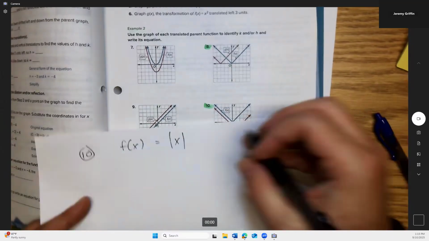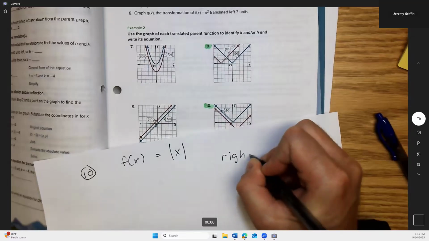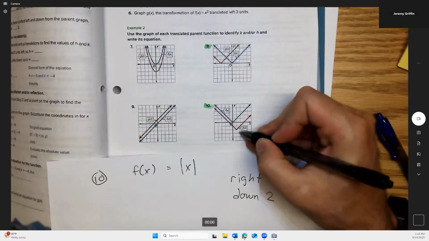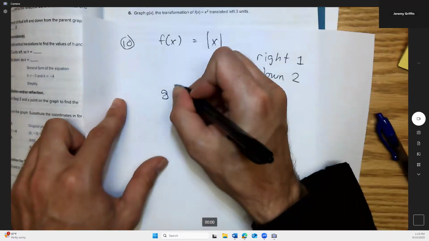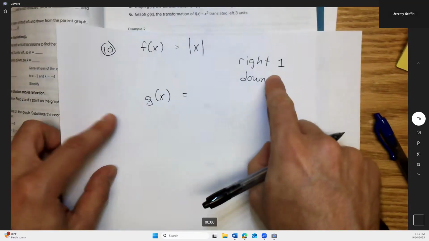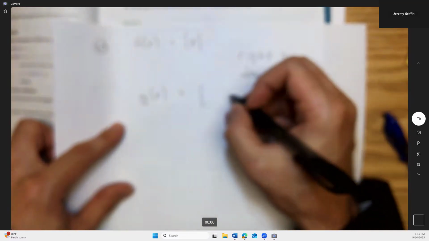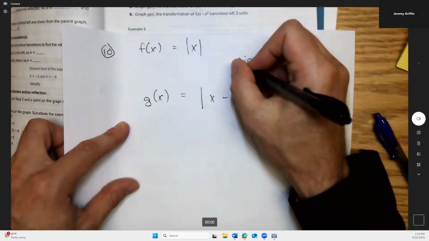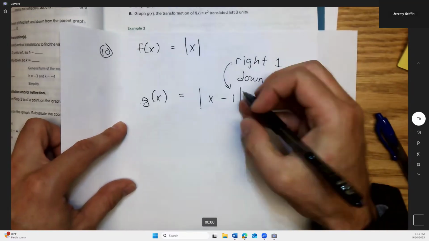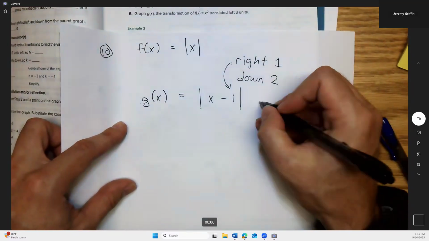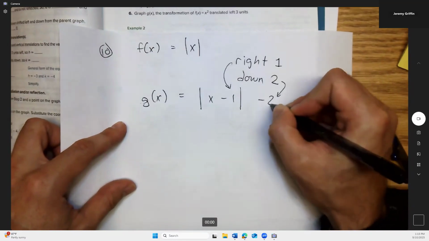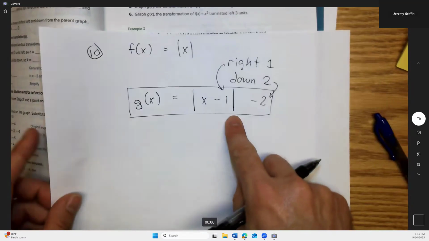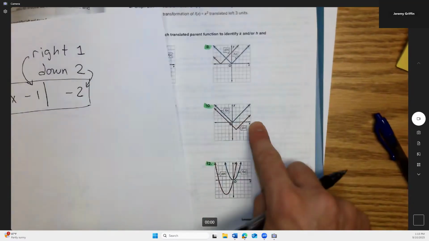So how do you do it? Here, I'll spell it out. I need right 1 and down 2. Right 1, down 2. So g of x is, okay, well, if I want to go to the right one, I need to, inside the absolute value bars, do x minus 1. Okay, wouldn't that be to the right one? That's it. Okay. And then close the absolute value bar. And then outside the absolute value, do -2. And that's it. So that is the answer right there. You plot that, that will exactly give you that absolute value curve.